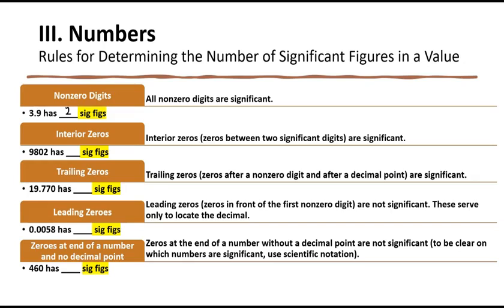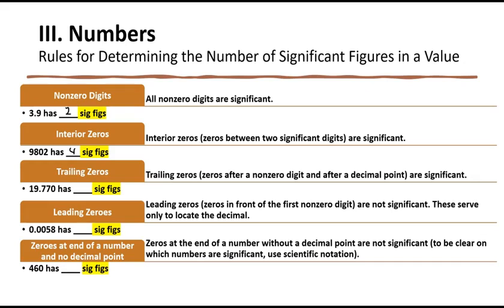2 sig figs. The next set of rules correspond to interior zeros, trailing zeros, leading zeros, and zeros at the end of a number. Let's start with interior or sandwich zeros. If we have zeros in between significant figures, then the zeros in between are significant. Therefore, 9802 has how many sig figs? Well, it's going to have 4 significant figures because the 9, the 8, and the 2 are non-zero digits, and the 0 is in the middle.